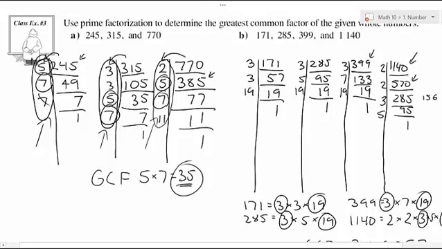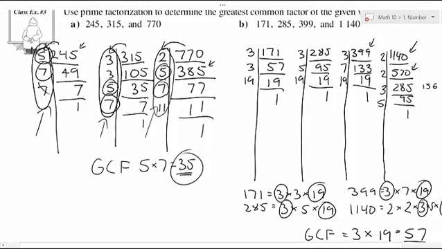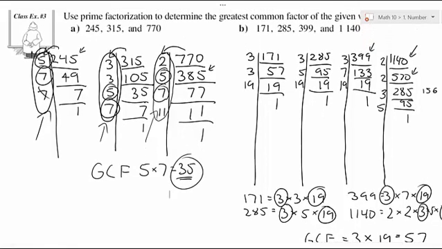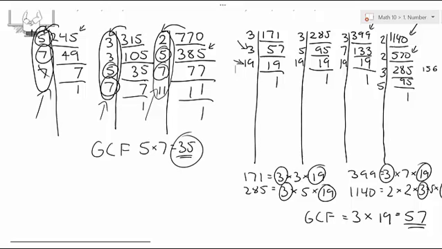Over here for these four numbers, I went through and I found what is common, and I noticed that all we have is a 3 and a 19 that are common throughout. And so when we have our 3 and our 19, then we know that the GCF would be 3 times 19, and that would be 57. Here are my 3's in each, and here are my 19's in each.